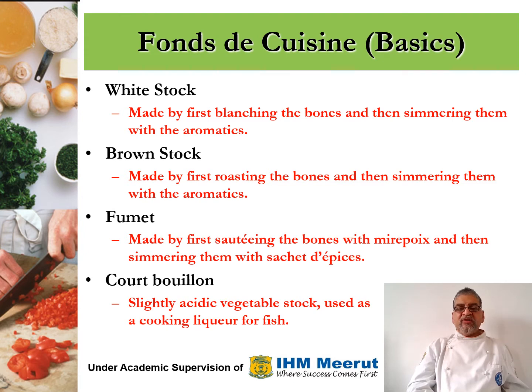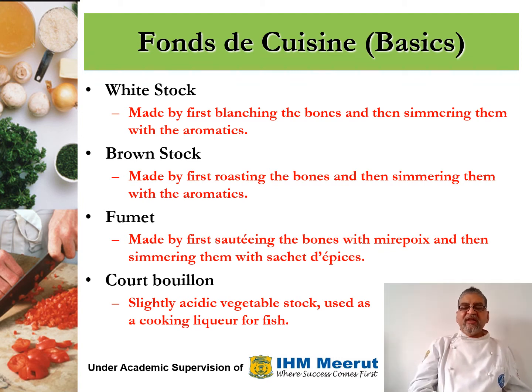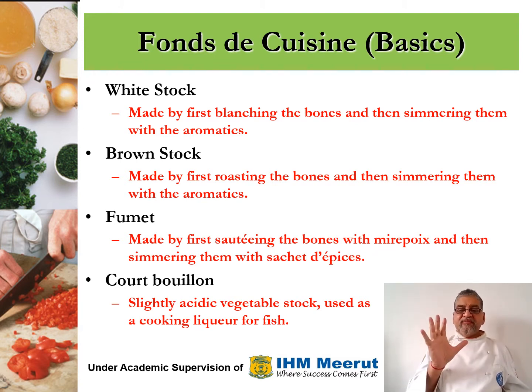White stock is made by first blanching the bones. Brown stock is made by roasting the bones. The bones are brushed with oil and then roasted in a very slow oven. Bones are poor conductors of heat, and so we cannot apply high heat. They are roasted in a very slow oven overnight, for 6 to 8 hours, so that they become nice and dark brown and crisp.